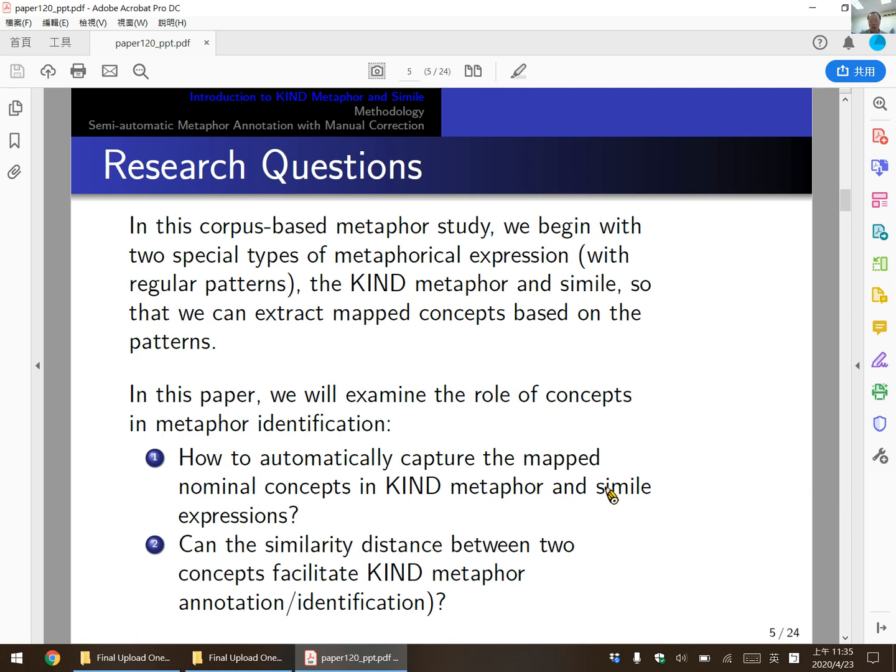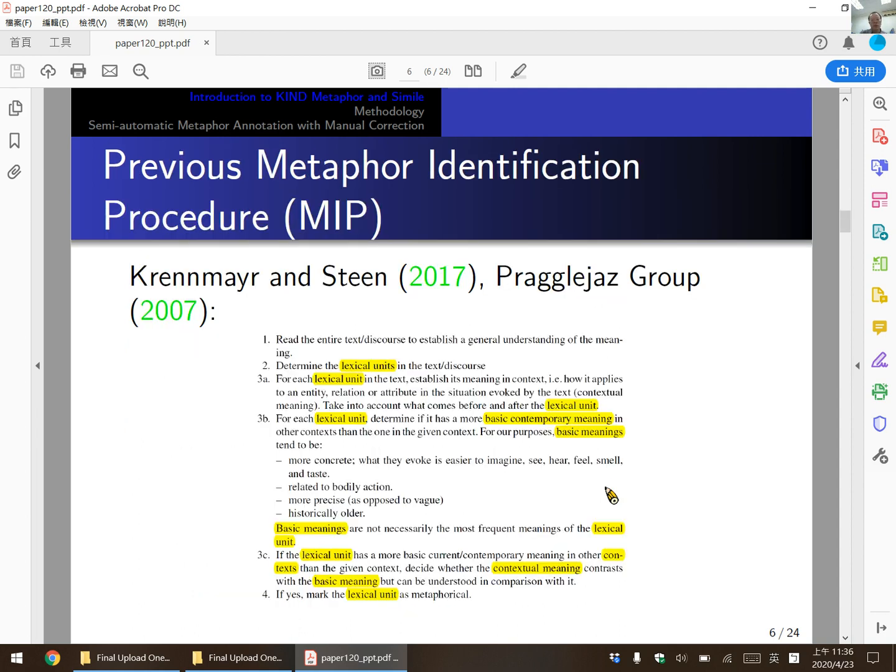So in this paper, we examine the role of concepts in metaphor identification. We have two research questions. First, how to automatically capture the mapped nominal concepts in chi-metaphor and simile expressions. And the second research question: can the similarity distance between two concepts facilitate chi-metaphor annotation or identification? Okay, let's go to some literature review about previous metaphor identification procedures.